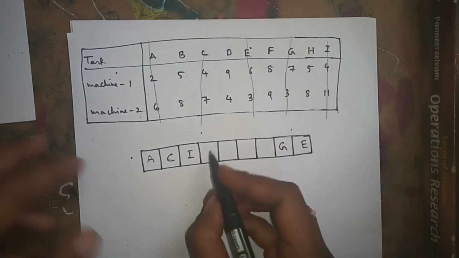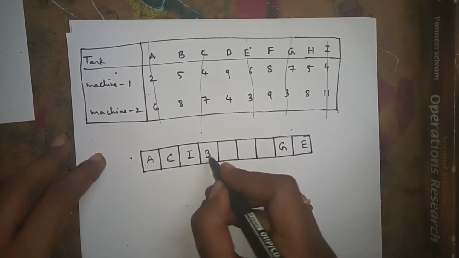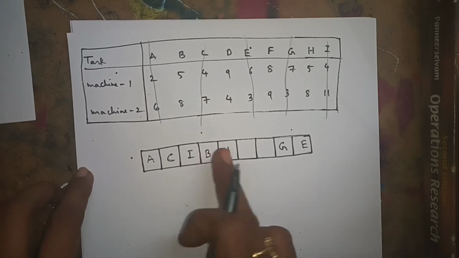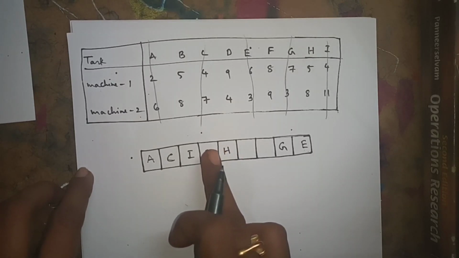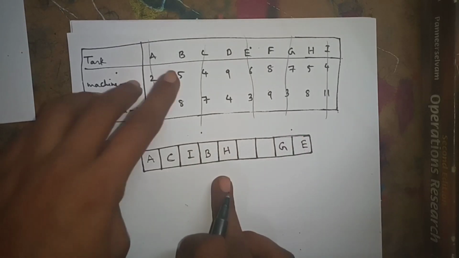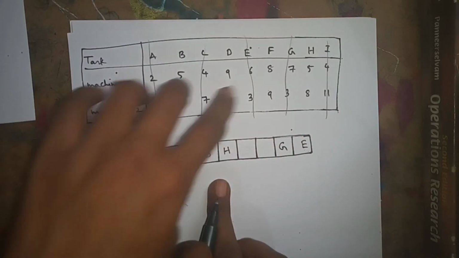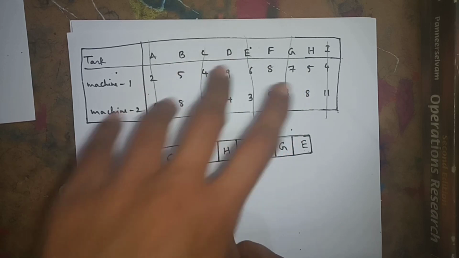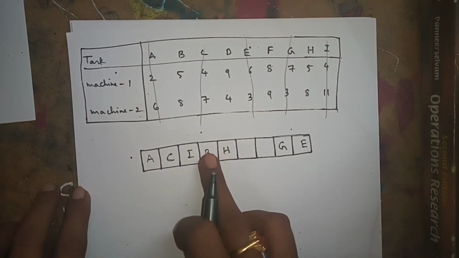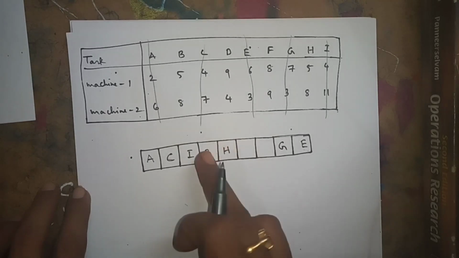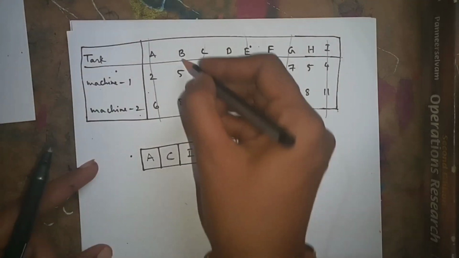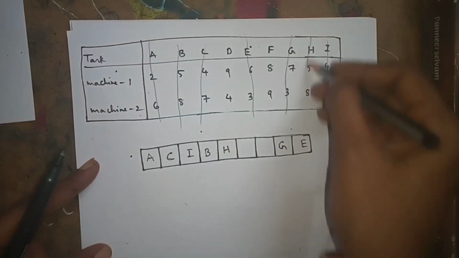First B or H, that is your wish. If I write B, next I should write H. Otherwise you can write first H then B. You can write B H or H B, that is your wish, because below 5, 8 is there, and here also below 5, 8 is there. Both are the same, both are correct. Now B is over and H is also over.